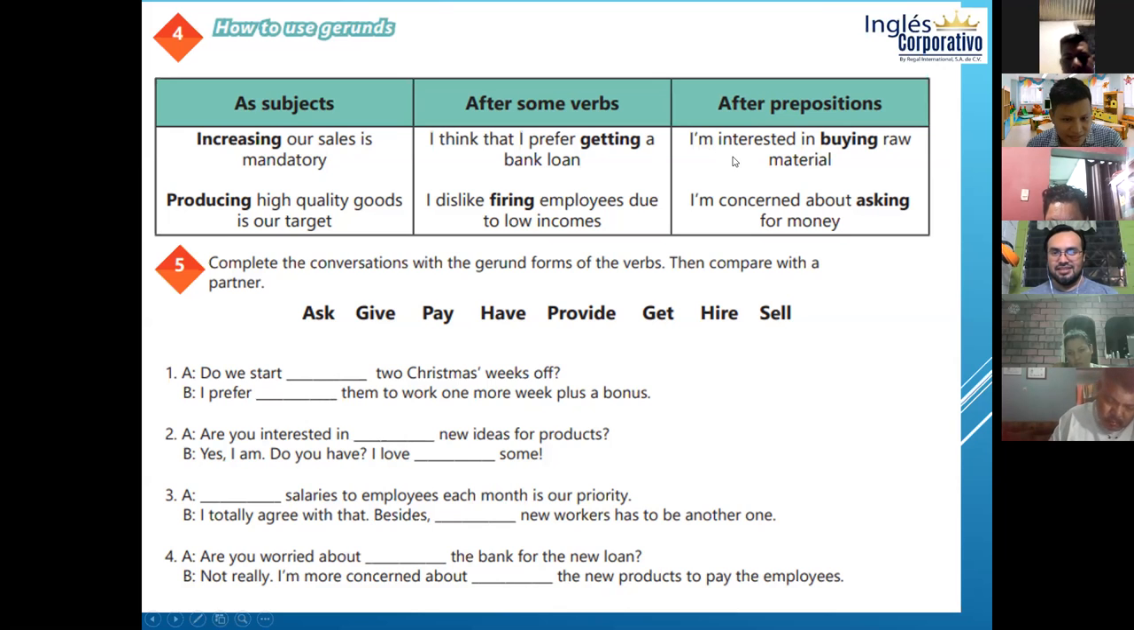Okay, let's see this example. Let me see. Carlos René, can you help me to read this one? Okay. The first one, Carlos René, are you there? Or you are getting pupusas? Or you are having dinner? I don't know.